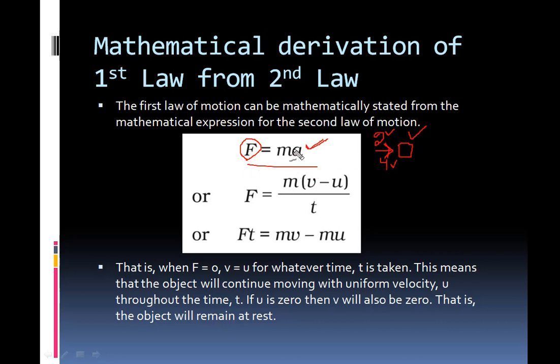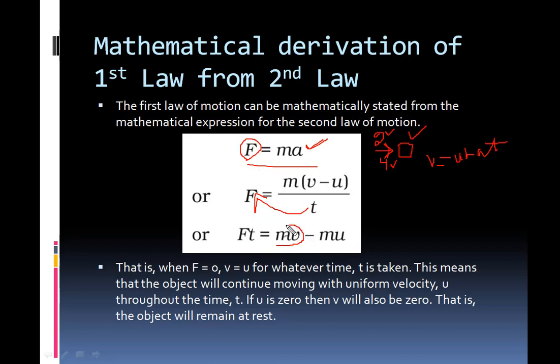What is acceleration? We know that a is v minus u by t. I've already explained how acceleration is equal to v minus u by t in the previous videos. That is, v equal to u plus at. From this you can derive that a equal to v minus u by t. Now if you bring this t here and multiply it with force, so F into t is equal to mv minus mu. Now what is mv?